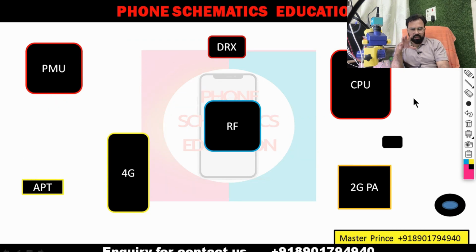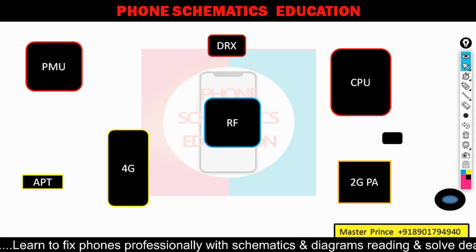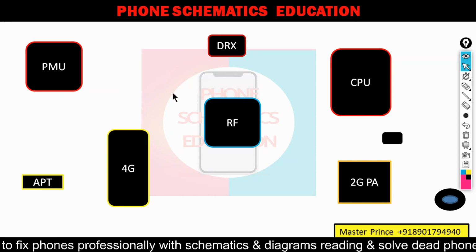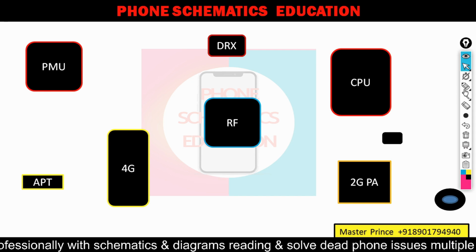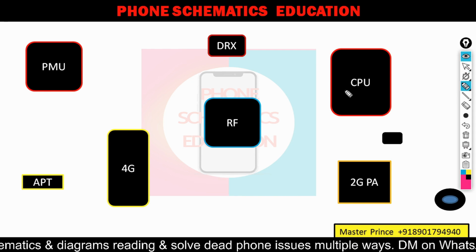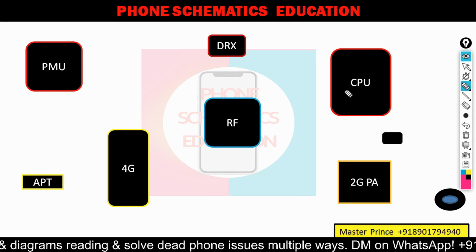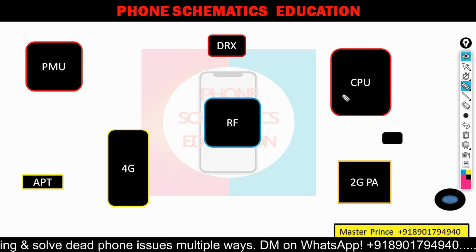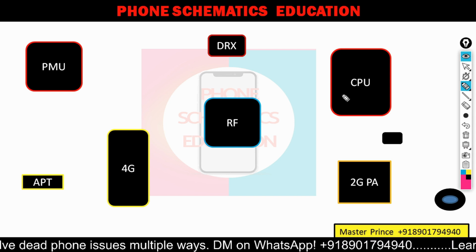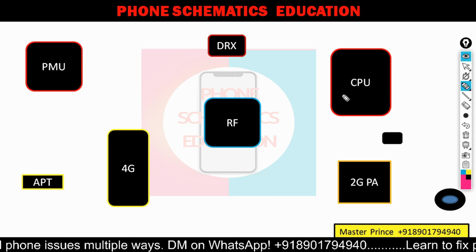Now, look at this diagram. There is a PMU, a 4GPA, RFIC, DRX IC, 2GPA, and the APT. Now, let's understand the power management of this network section. What are the power requirements of this section? Basically, our PMU is a power manager. It gives power to all of your motherboard through LDOs or secondary power.